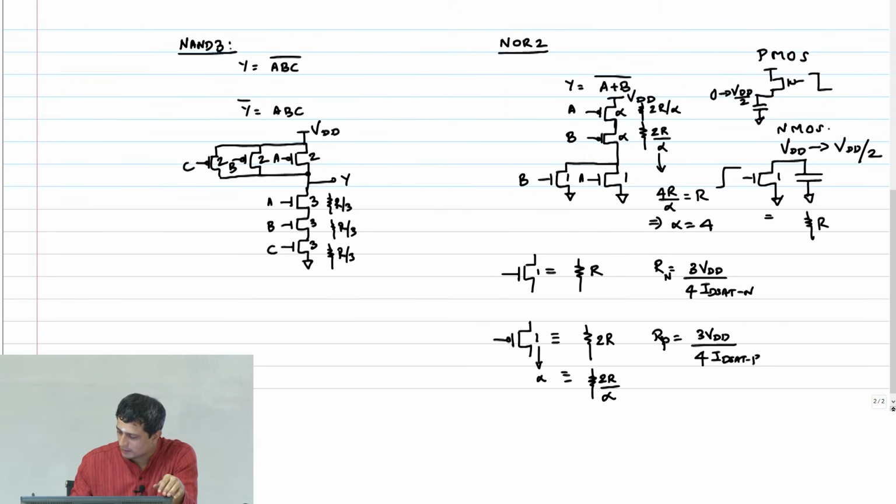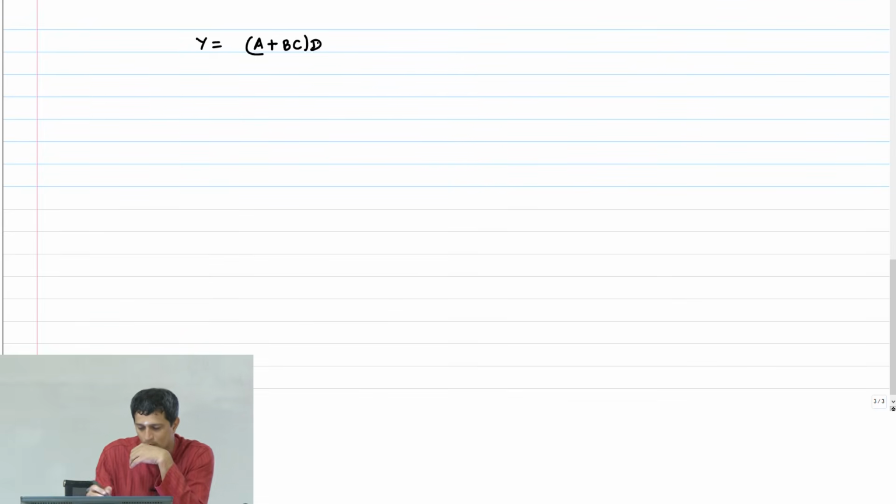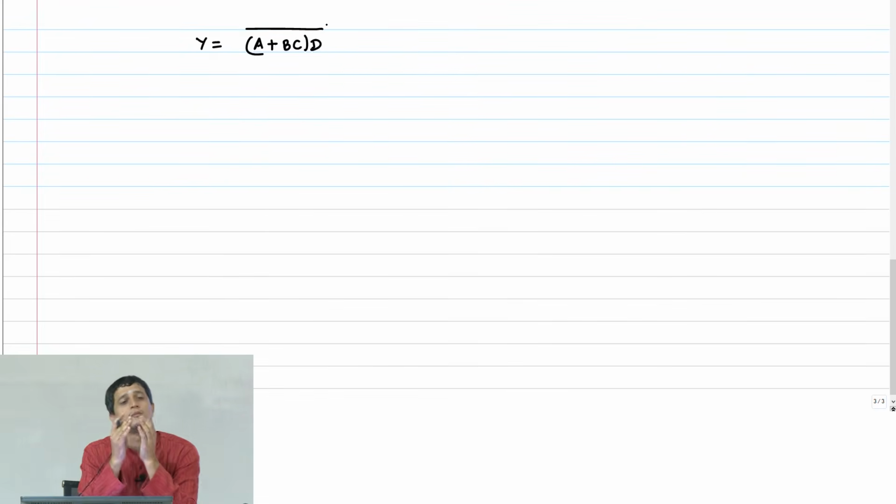So let us look at maybe a slightly more involved example. Y equals, let me say, A plus BC into D, whole bar. So can you implement this CMOS logic first, then we will size it.